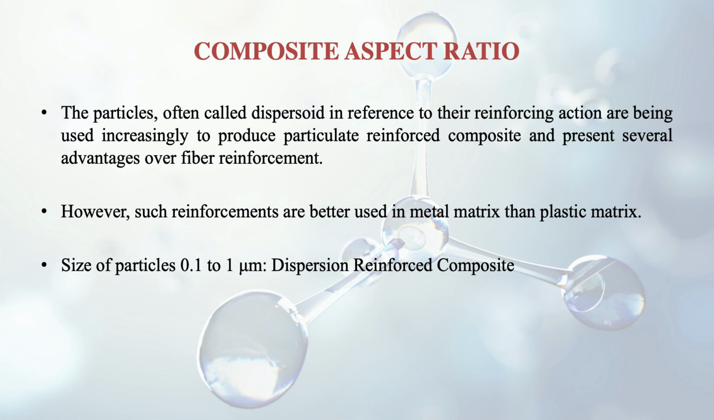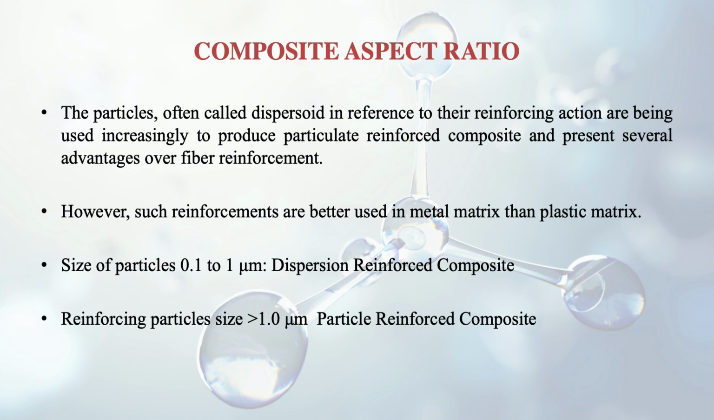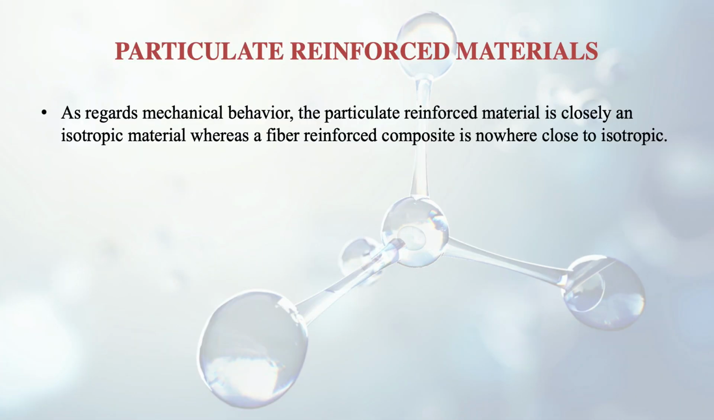And size of the particles vary from 0.1 to 1 micrometer, and when this is the case, then they are known as the dispersion reinforced composite. And when the reinforcing particle size is more than 1 micrometer, then it is known as the particle reinforced composite. So there are two things, the dispersion reinforced composite and the particle reinforced composite, depending upon the size of the particles. So further we discuss about this particulate reinforced material. As regards to the mechanical behavior, the particulate reinforced material is closely an isotropic material, whereas a fiber reinforced composite is nowhere close to isotropicity.